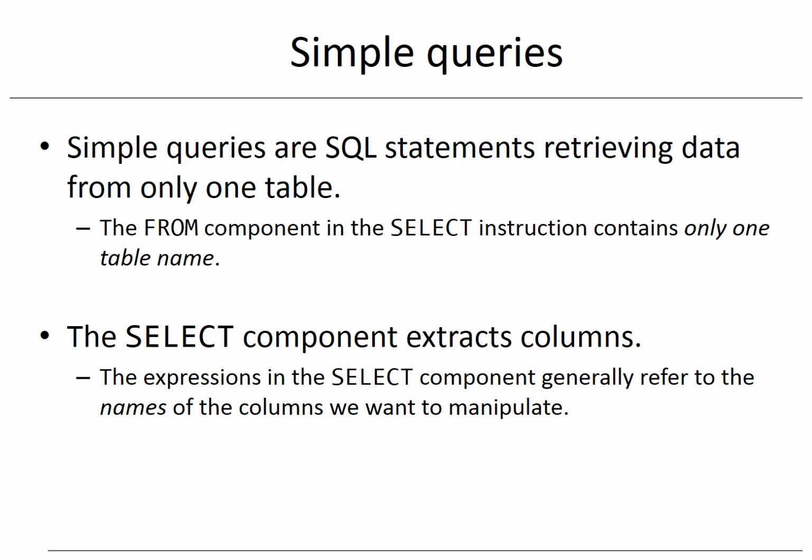Simple queries are SQL statements that retrieve data from only one table. In other words, the from component in the select instruction contains only one table name. The select component then extracts the columns required. It can contain various expressions which generally refer to the names of the columns we want to manipulate. Let's give some examples.